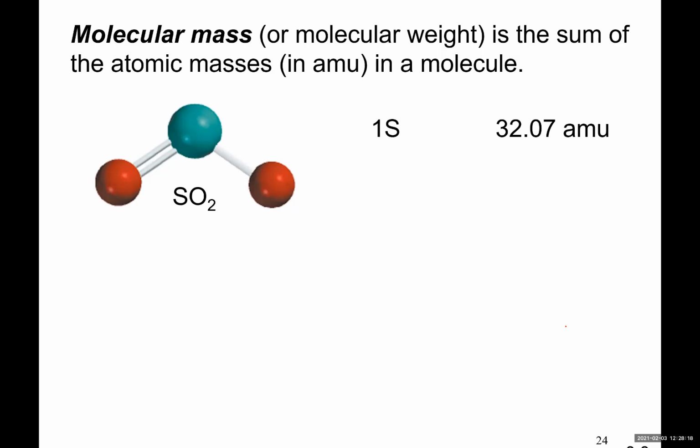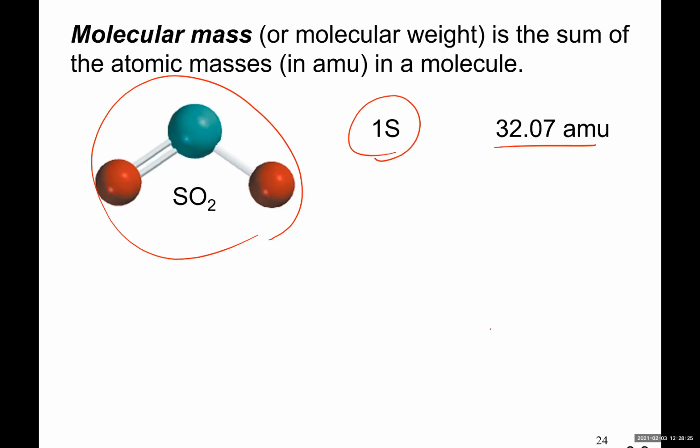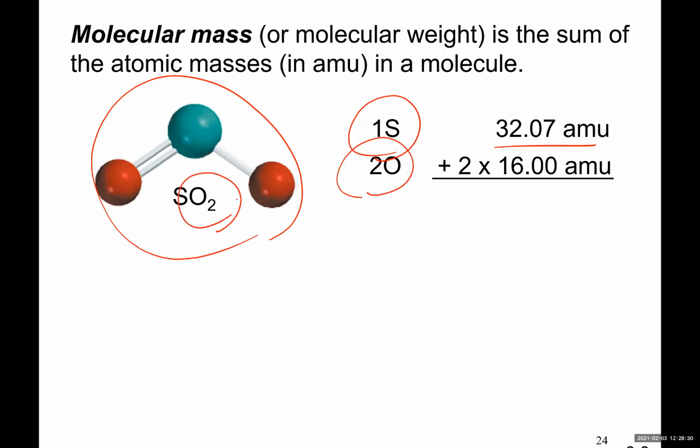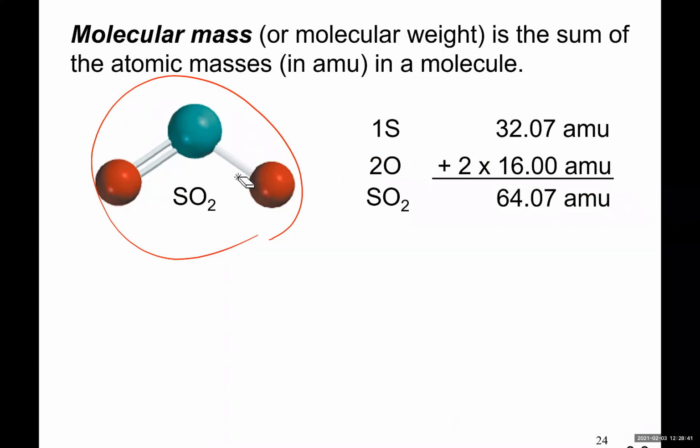Can I say mass of 1 molecule is to add mass of 1 atom of sulfur coming from table, 2 oxygens, double the mass of oxygen coming from periodic table, add them together, and you are going to get mass of 1 molecule. Molecular mass of sulfur dioxide is 64.07 AMU. And if I ask, what is the mass?